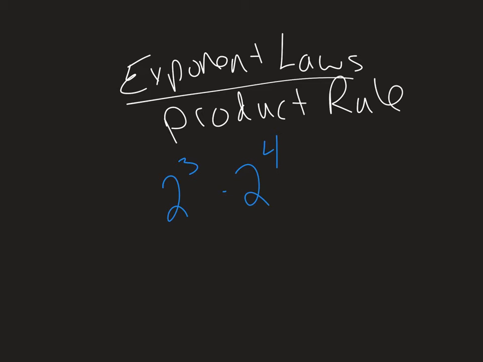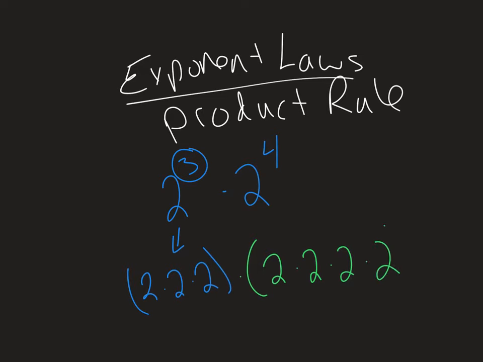fourth. So if we think about this, we can think of 2 to the third as meaning we're taking 2 times 2 times 2. And that's that. And then 2 to the fourth would be 2 times 2 times 2 times 2. So one way we could think about this is if we look at this entirely, how many 2's do we have? Well, we have 7 2's. 2 to the 7th power.